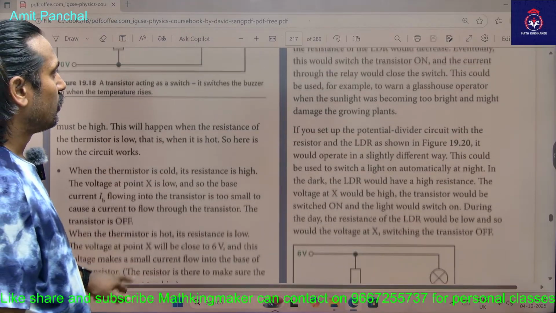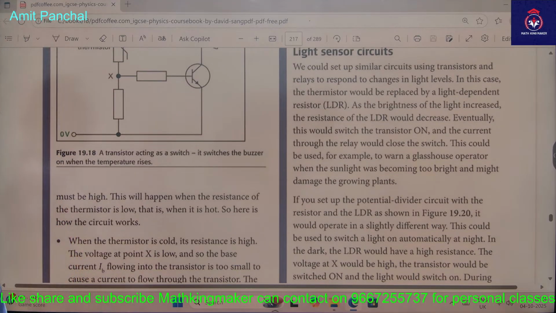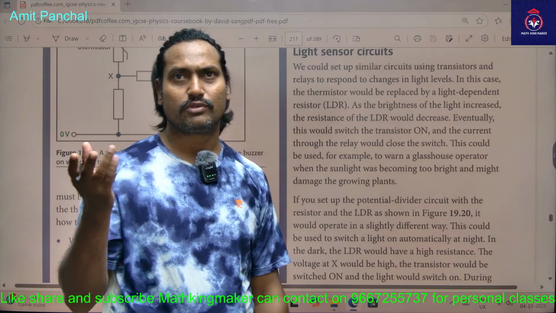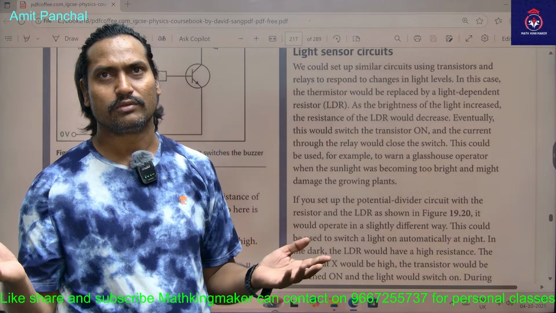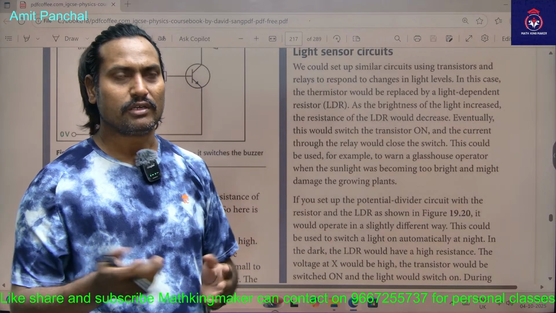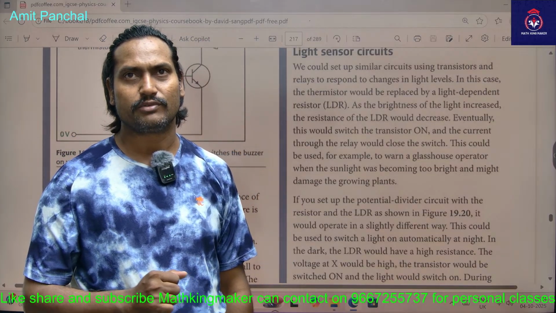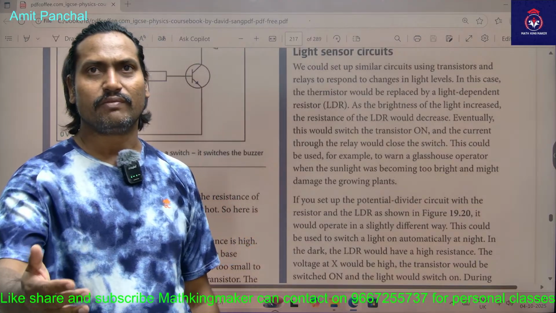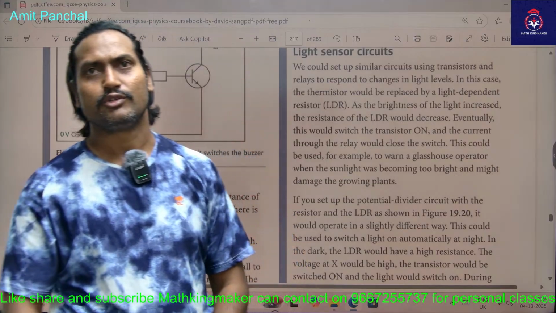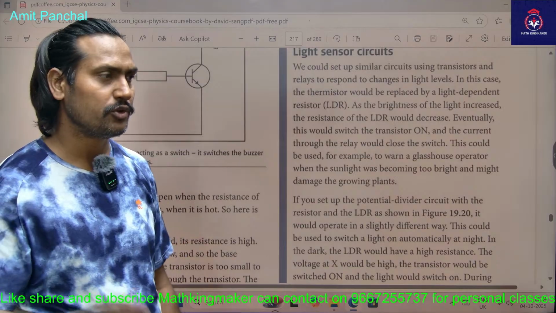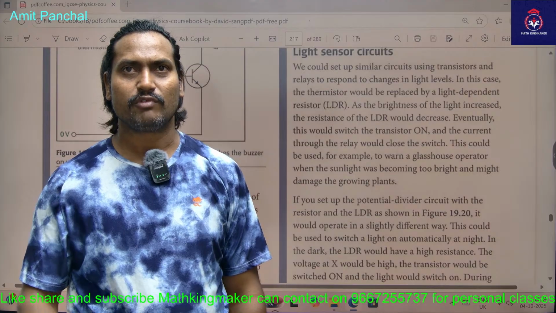We could set up similar circuits, like the automatic bathrooms. As you enter the bathroom, the light will come on. There are also sensors on washing taps. As you go in front of the tap, it will give you water, otherwise it will be switched off. What you are doing is blocking light. So it is working in a reverse process.